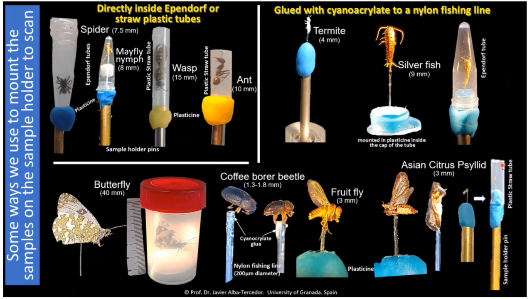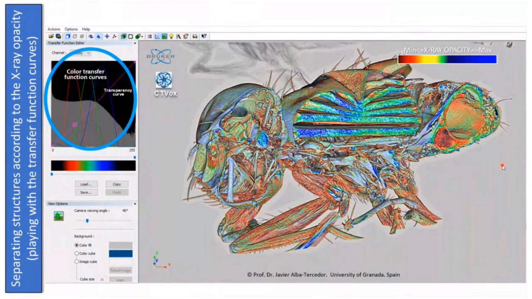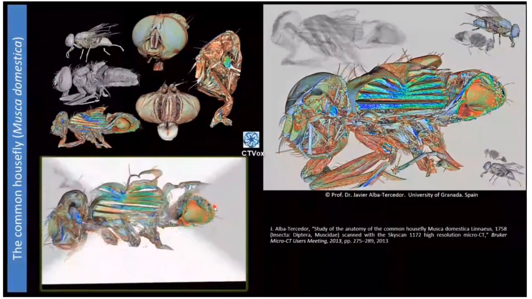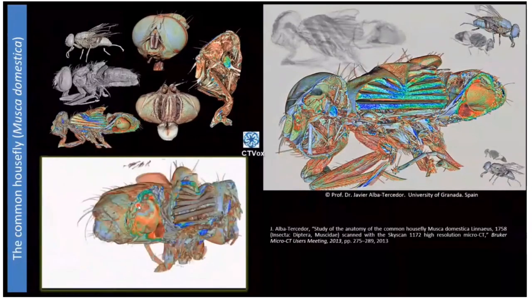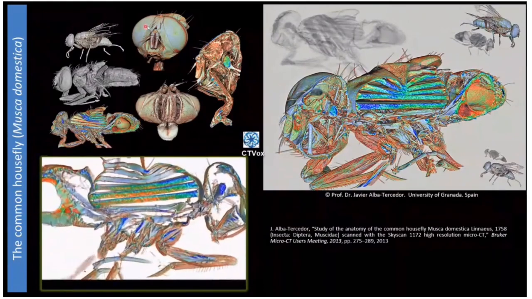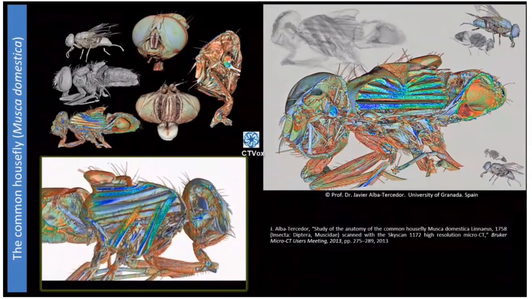Many people have been writing me to ask how you can get such nice colors at the different organs and structures. And we say it's a very easy and straightforward way, that is with CTvox, just playing with the color transfer function curves and the transparency curves. In this way, like I put in this slide, I got the color of this housefly straightforwardly. Here you can see the brain, all the fly muscles, the muscles of the legs, etc. Or even here you have a movie where we can see every structure in different colors. So it's quite easy to study the anatomy. Or here you can see the head, a sagittal section of the head with the brain and all the internal structure.